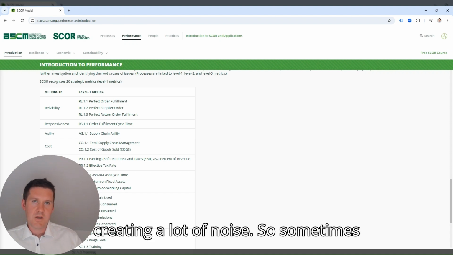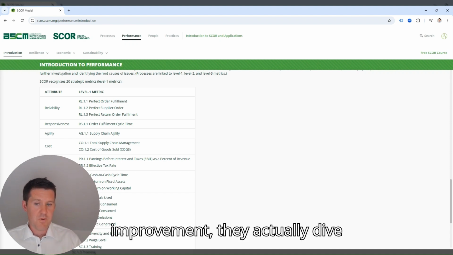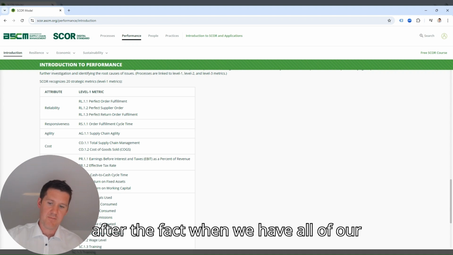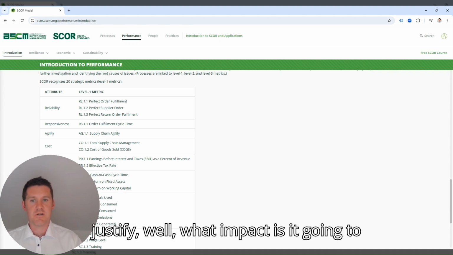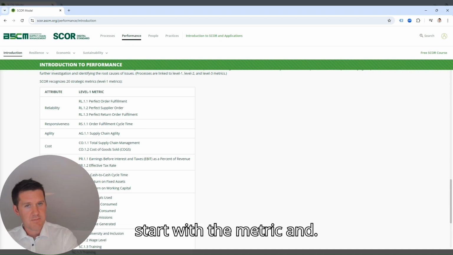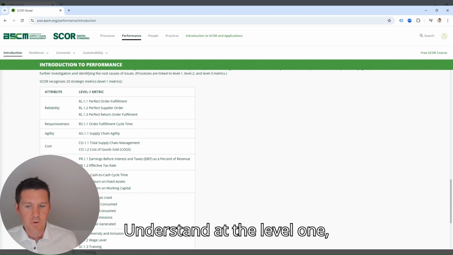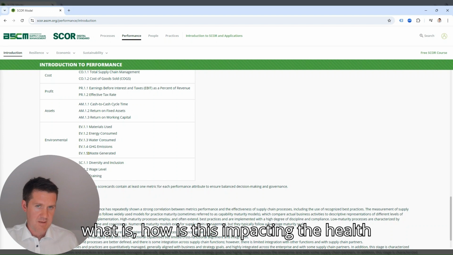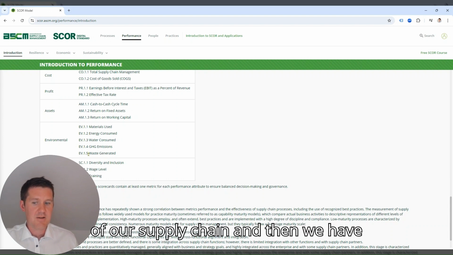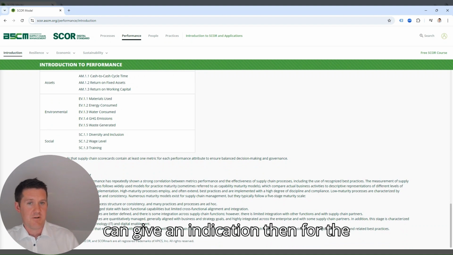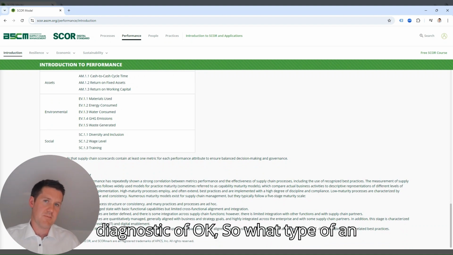So sometimes when people go through a project or an improvement, they actually dive into the improvement work. And then after the fact, when we have all of our proposals, then we have to try and justify, well, what impact is it going to make? So in SCOR, what you do is you start with the metric and understand at the level one, how is this impacting the health of our supply chain? And then we have level two metrics below them that can give an indication for the diagnostic of, okay, so what type of an issue do we have?